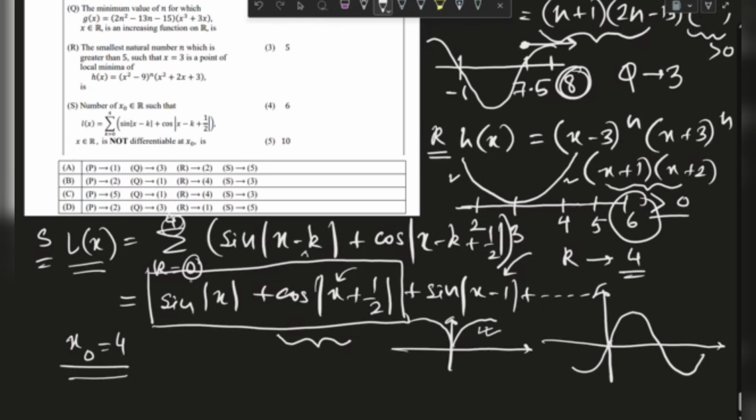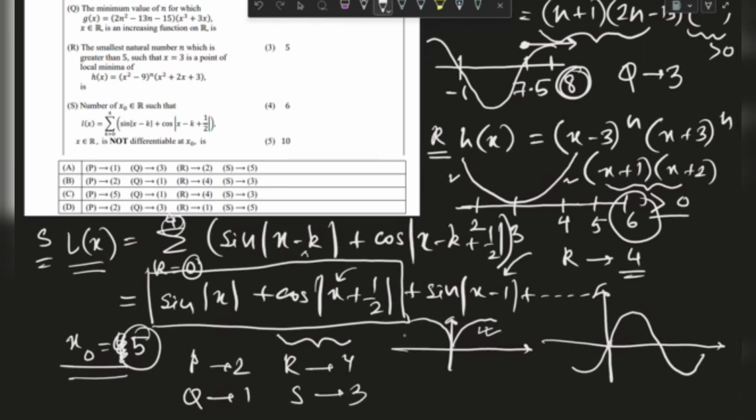Okay, I'm sorry, I made a mistake. This is not 4 actually, 0 to 4. So 0, 1, 2, 3, 4. So it's 5 numbers. So the final answer is P2, Q1, R4 and S3. So I guess it's option B.